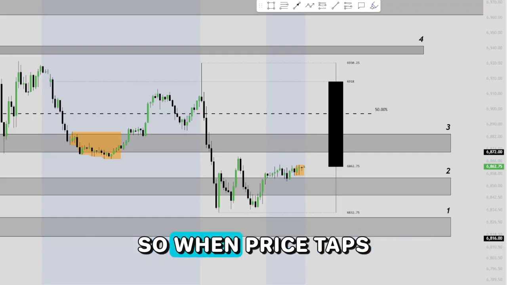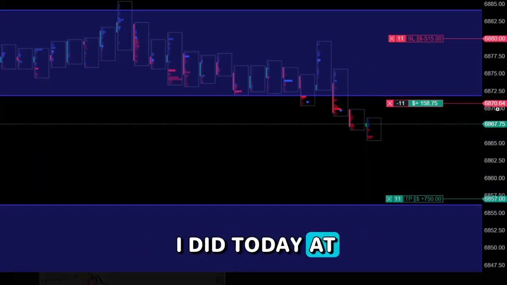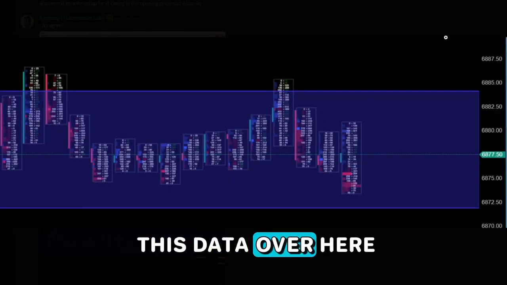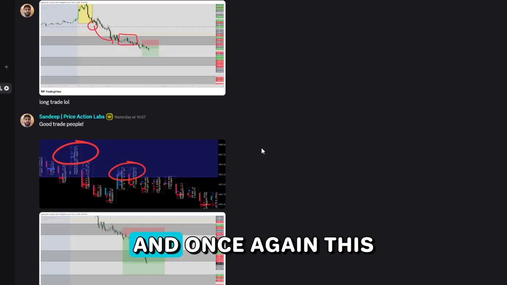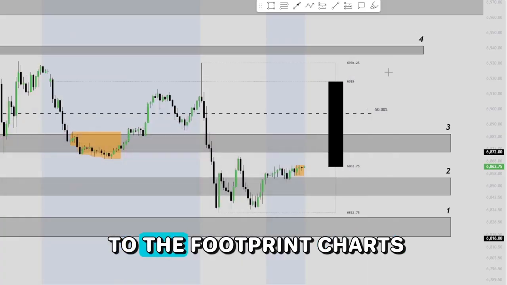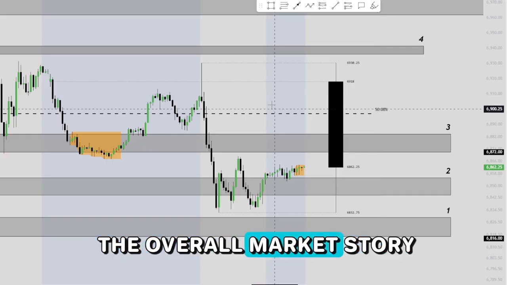When price taps into my level, in order for me to go short like I did today at 68.70, I was looking at this data over here on the footprint charts. But before we go to the footprint charts, let's try to understand the overall market story.